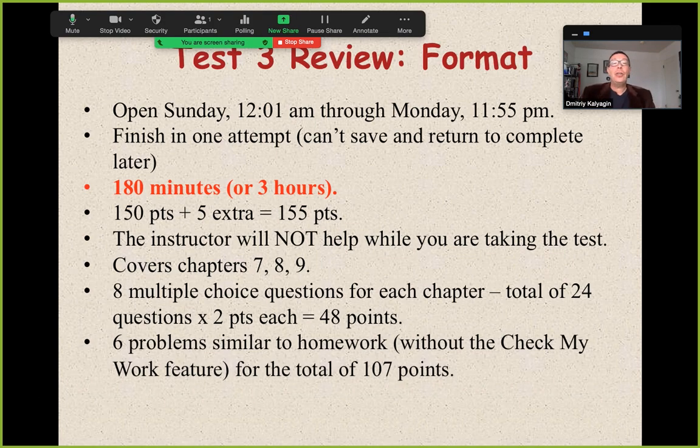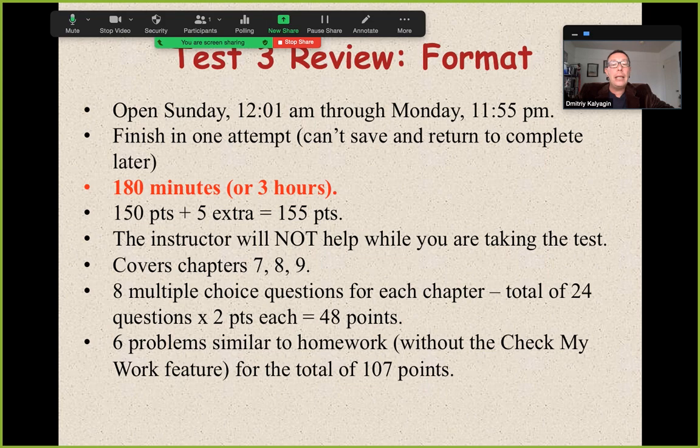As with your previous two tests, your test will open on Sunday at 12:01 a.m. and will close on Monday at 11:55 p.m. The dates are listed on your class schedule. Please refer to your class schedule, which is the last couple of pages of your syllabus. You have to complete this test in one attempt. You cannot save and return to it later. The test has a time limit of 3 hours. It has 5 extra points built in, and it will cover chapters 7, 8, and 9.